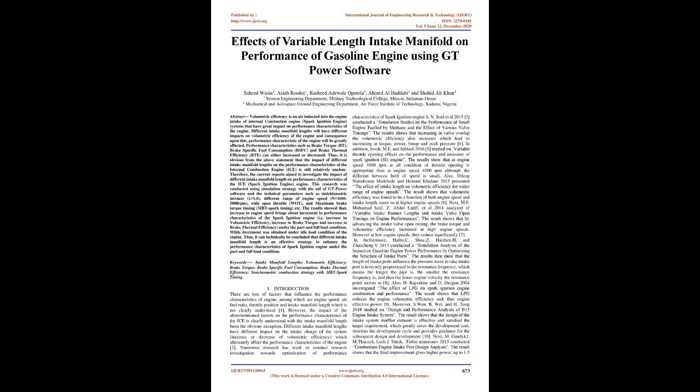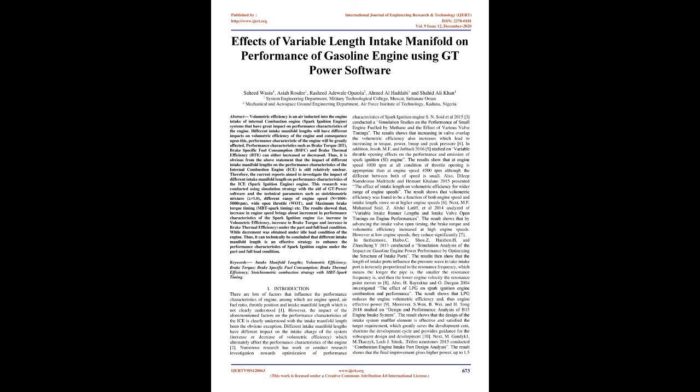The results showed that increase in engine speed brings about increment in performance characteristics of the spark ignition engine, i.e. increase in volumetric efficiency, increase in brake torque and increase in brake thermal efficiency, under the part and full load condition, while decrement was obtained under idle load condition of the engine. Thus, it can technically be concluded that different intake manifold length is an effective strategy to enhance the performance characteristics of spark ignition engine under the part and full load condition.